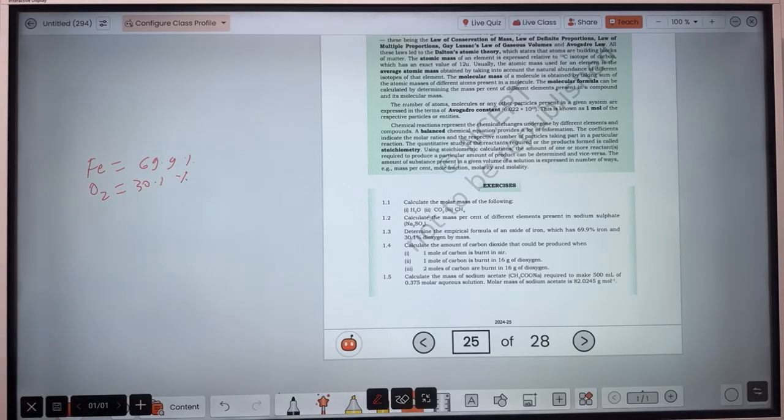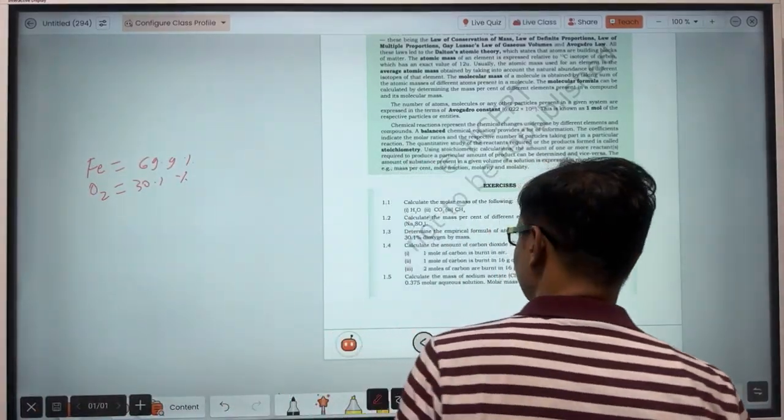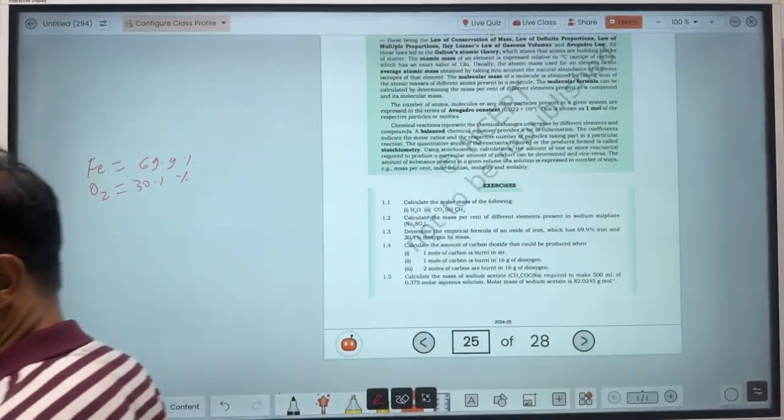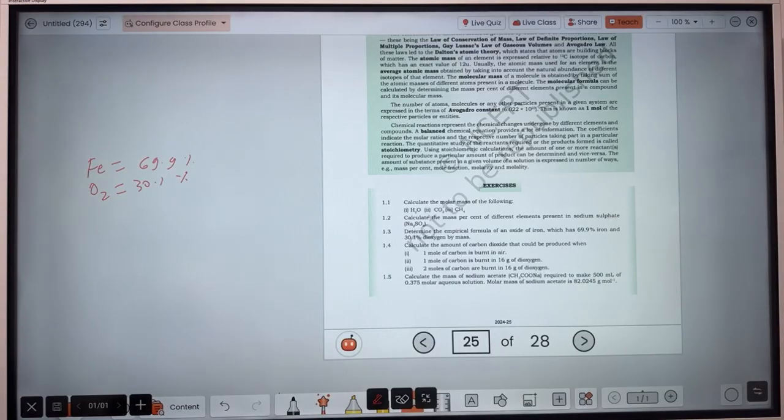30.1%. Okay. So firstly, how to calculate? First of all, you will have to find out the empirical formula. The empirical formula tells which different elements are present in which ratio according to their number of moles. So firstly, find out the number of moles of iron.